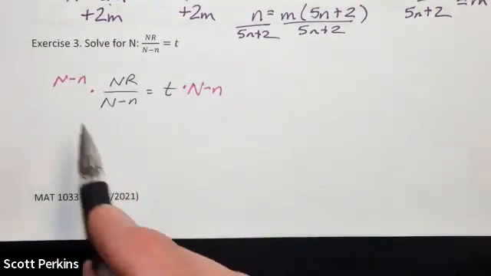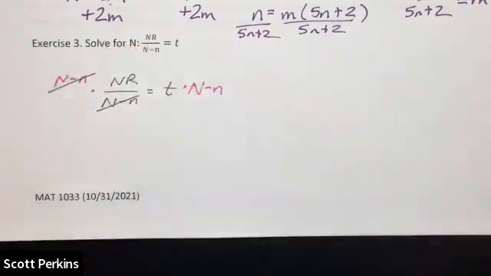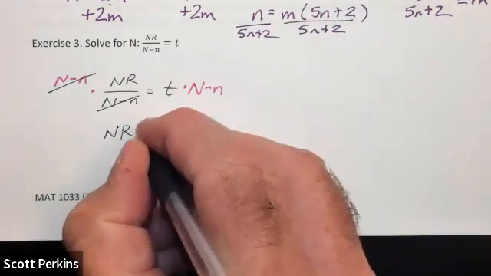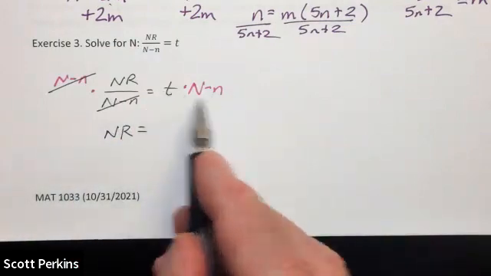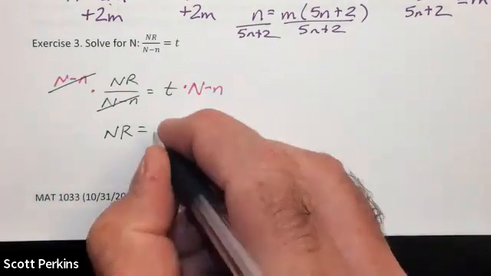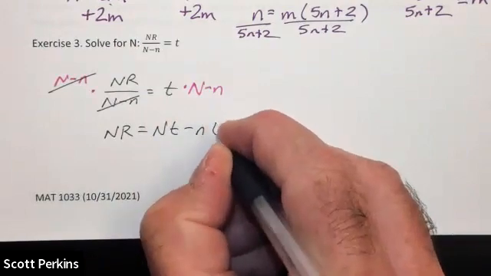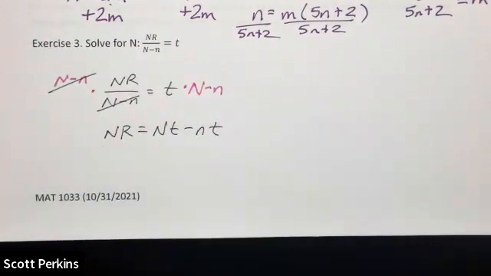Okay, so when I multiply by the N minus n on the left, that cancels, so that's nice. And I'm left with capital N times R. And then on the right, I'm going to distribute because there's no fraction to cancel. So I have capital N times T minus lowercase n times T. If you have the order of the letters different, that's fine. I default to alphabetical order, but it's not mandatory.